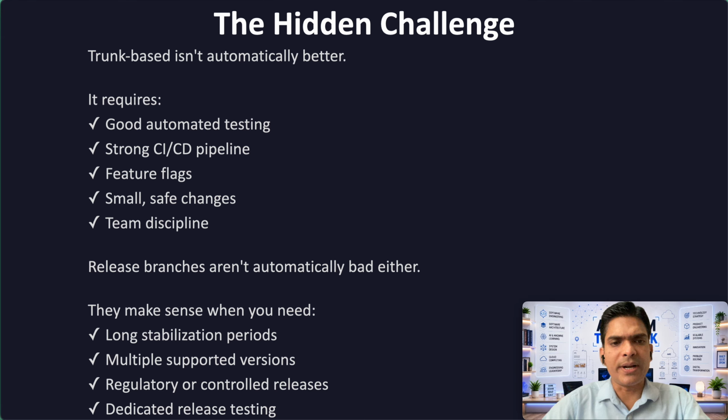Here is an important point. Trunk-based is not automatically better. It requires a significant investment. Good automated testing. Without it, trunk can become unstable. Strong CI/CD pipeline. Every commit needs to be validated. Feature flags to hide incomplete features. Small, safe changes. Large changes break the model. Team discipline. Developers must merge frequently and keep trunk green always.